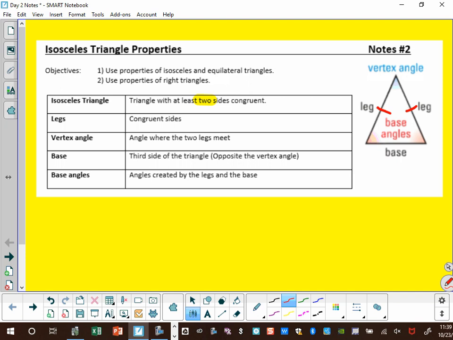Your vertex angle is where the 2 angles meet. So your vertex angle will be up here. Just labeled for you. Your base is the third side of the triangle. It is opposite of the vertex. So your base is down here. Kind of makes sense because the base is normally the bottom. Your base angles are angles created by the legs and the base. So your base angles would be here and here. It's very important for you to know. Your base angles are really important.